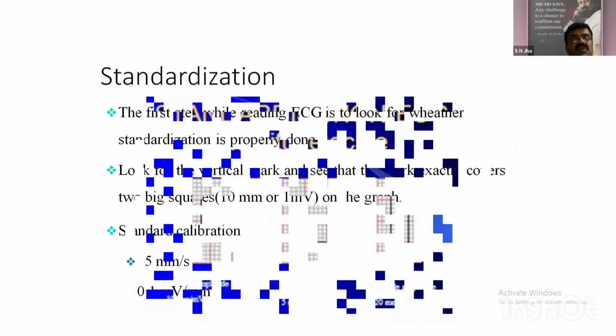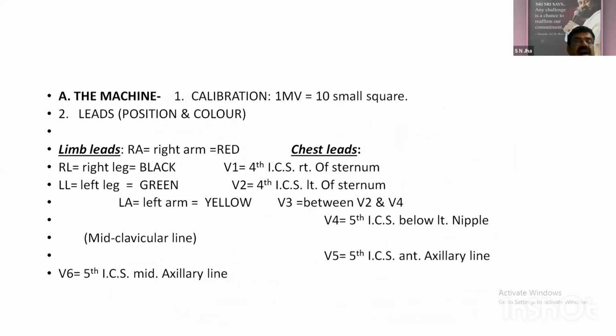So we need to know the machine and the limb leads. We have 4 limb leads: RA, RL, LL and LA. RA means right arm, RL means right leg, LL means left leg, and LA means left arm. They have special colors also. In the limb leads it is always written, but if it is not written there, then we have a universal color code. RA is red, RL is black, LL is green, and LA is yellow.